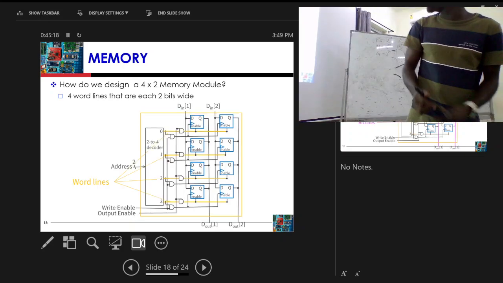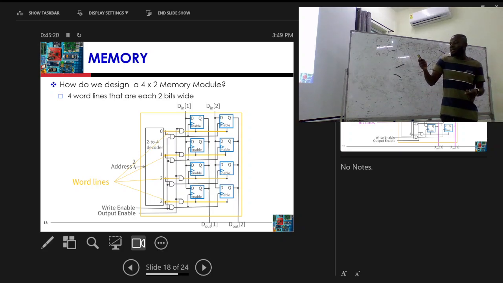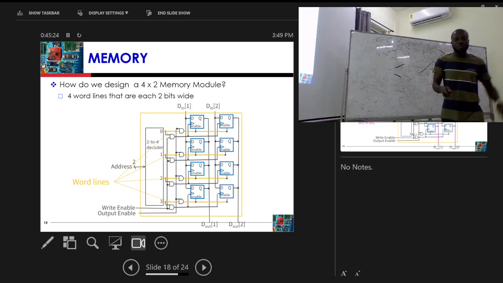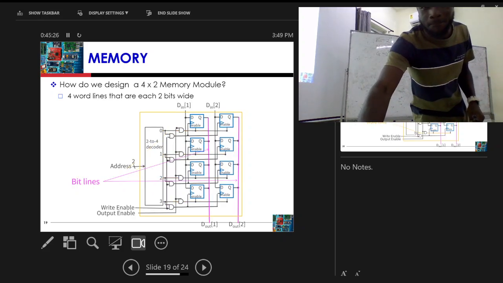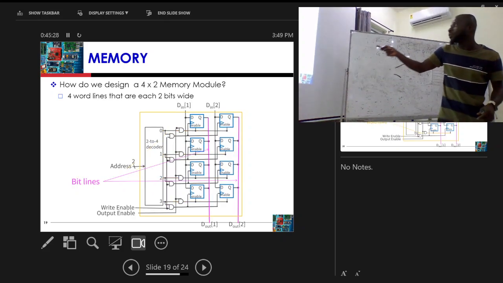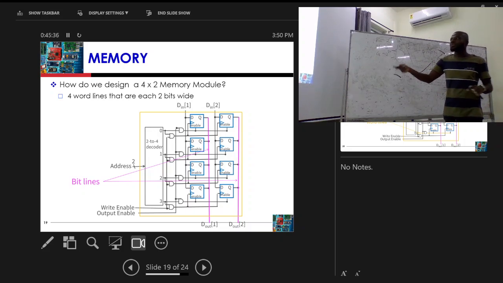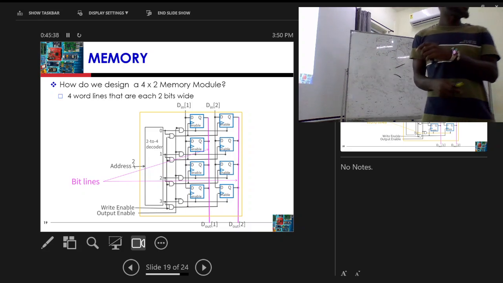So we have what is known as the word lines. As you can see, the 0, 1, 2 are the word lines, and then we have what is known as the bit lines. So this is where the data comes out of. The data comes out of the bit lines. So go and study how to read from it.